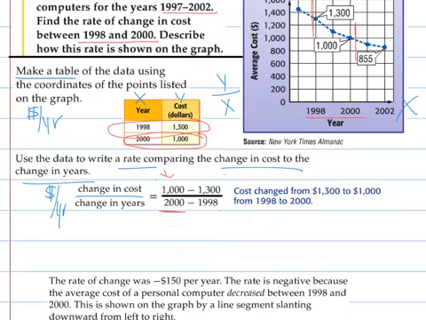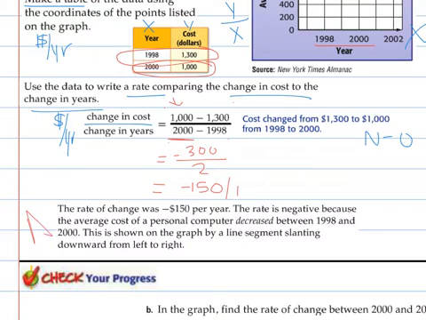So the cost changed from 1,398 to 1,000, so it went down, and the year frames changed from 98 to 2,000. So again, we went new minus original. What I notice then is I get a negative 300 over 2, and to find the unit rate then I get negative 150 over 1. The meaning, which is very important, is that the rate of change was negative $150 per year.